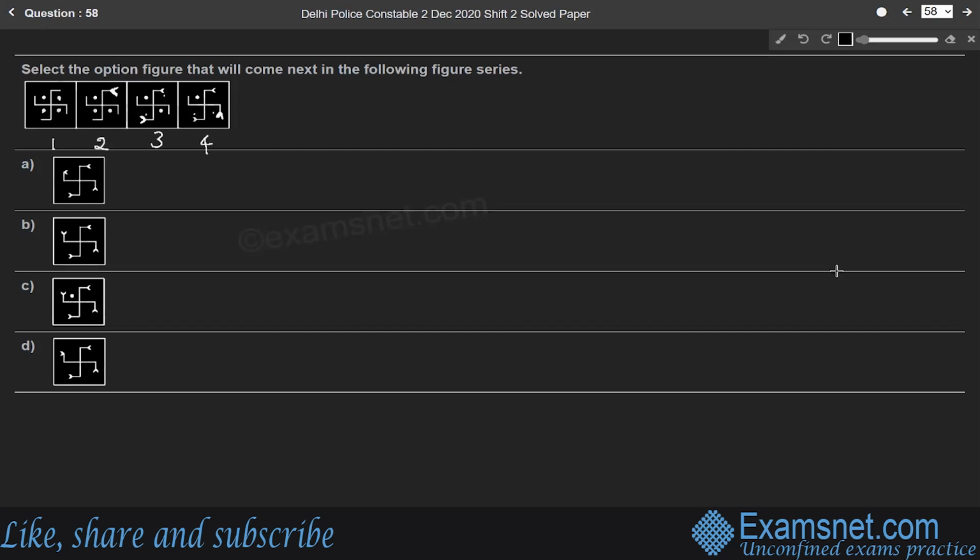And in the fifth figure, the left dot, this dot, we have to remove that dot and add the reverse arrow mark like this. So the fifth figure becomes like this. Therefore, look at option B. Option B is the right answer.